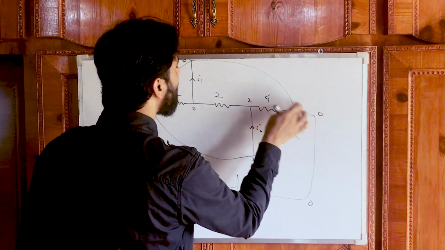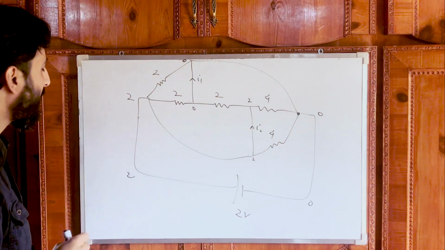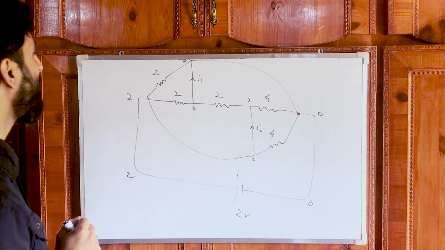So the conductor is connecting these 2 points. We can say these 2 points are at the same potential. Now let's try to find out the net current first of all.